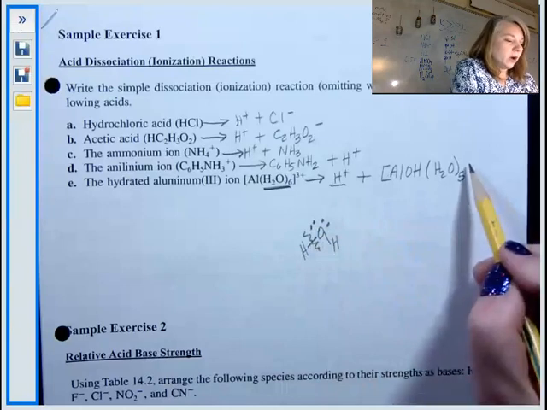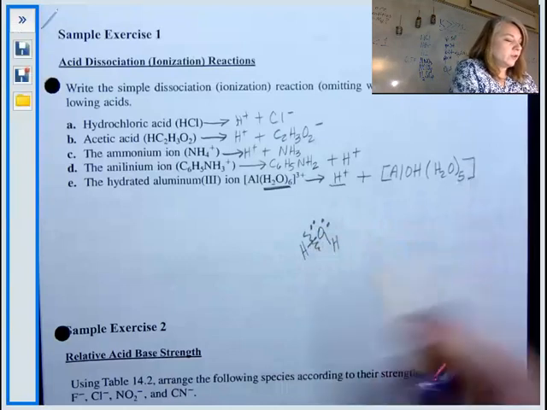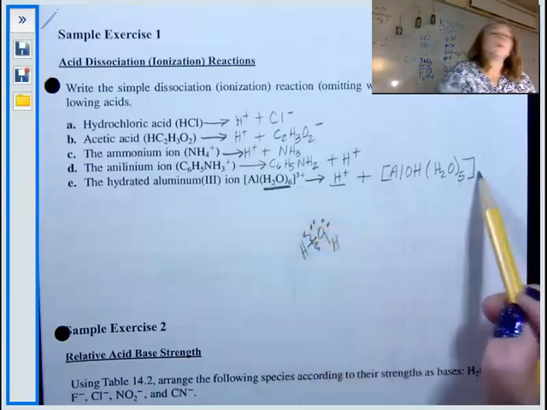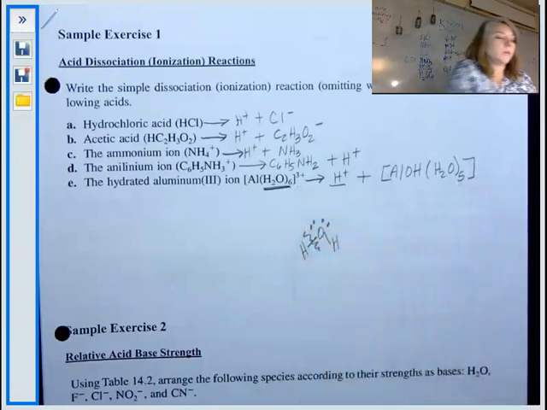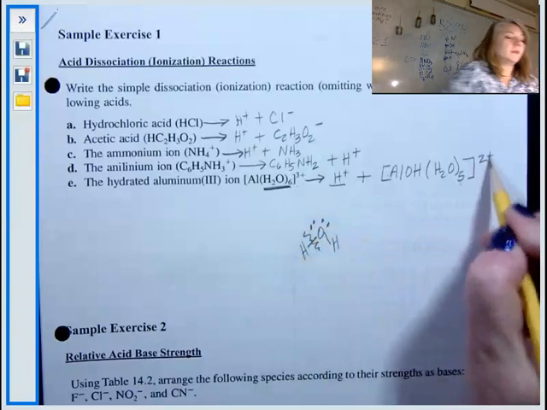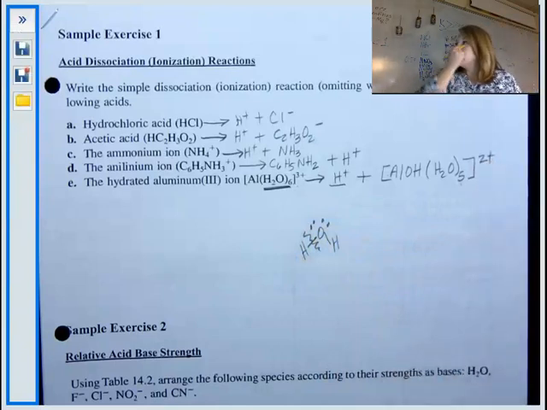Now let's do our charge. If we originally were at 3+, what's our overall charge going to be now? 2+. Very good. Okay. So that's how you do one of those.